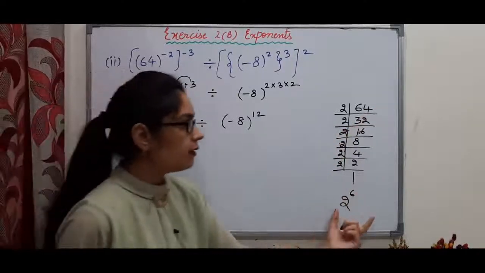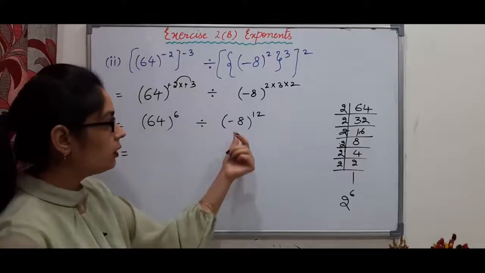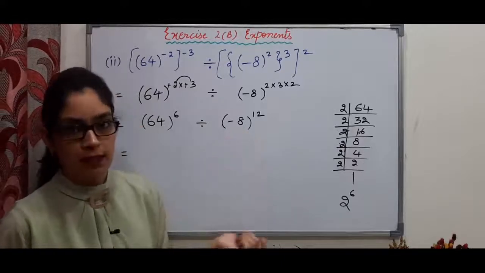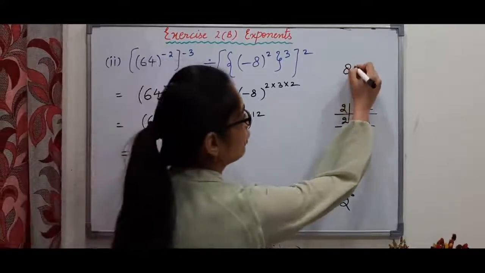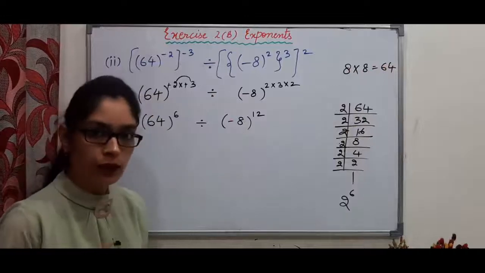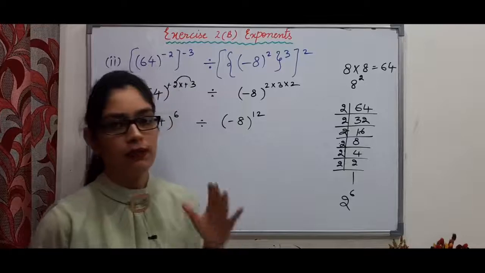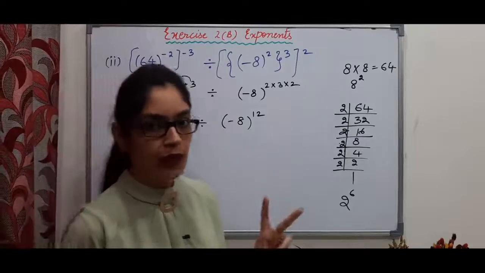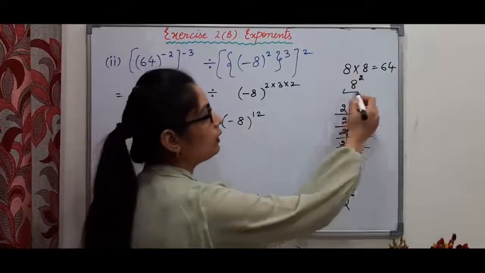So 6 2's are getting multiplied together and it is making 64. So I can write 64 as 2 to the power 6 also, but I have another choice also, because here base is 8. So here also what I can do, because we know 8 into 8 is 64, and if we multiply 8 with 8, it will become 8 to the power 2. Same number, it's getting multiplied by itself 2 times, so its power will become 2. So let's write this.